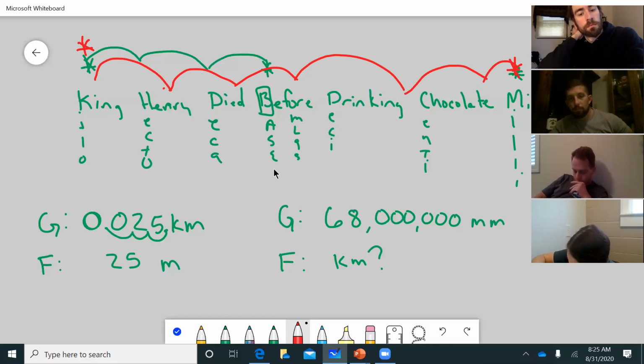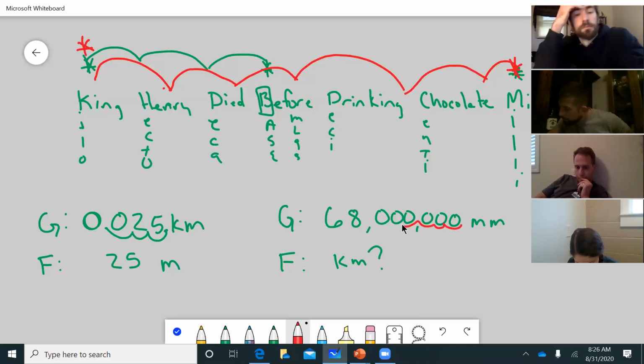6. Okay, 6 hops. Now look at the direction that you're having to hop. You're having to hop to the left this time, so honor that. We've got our 68 million millimeters. My decimal lives here. I need to hop 6 over. So 1, 2, 3, 4, 5, 6. 68 kilometers.